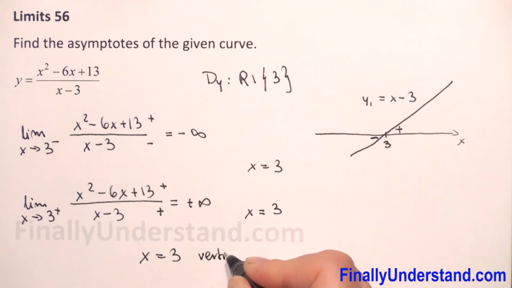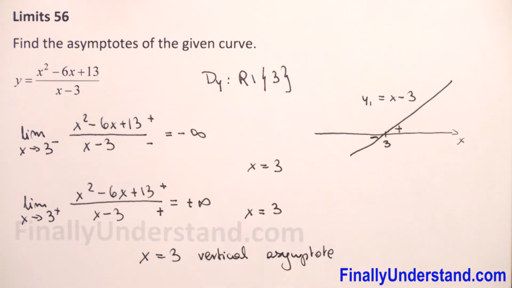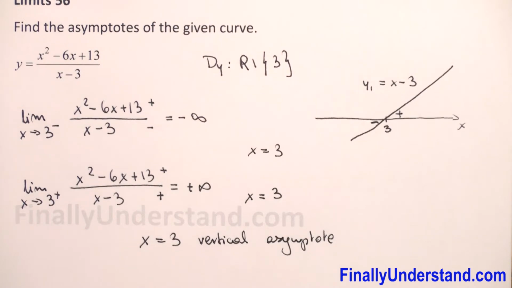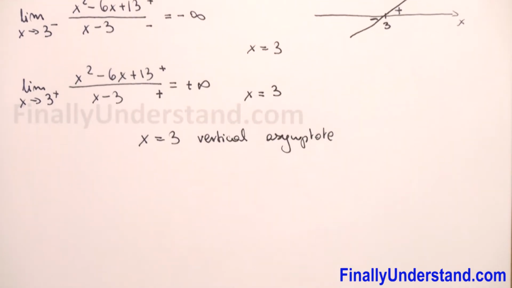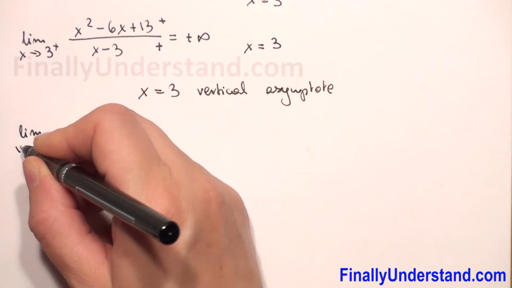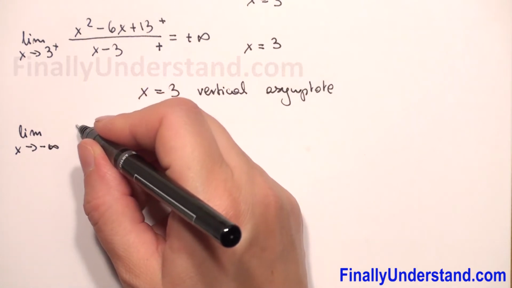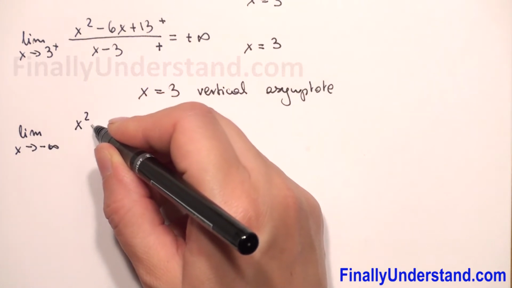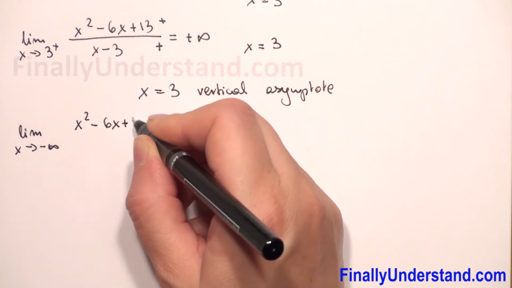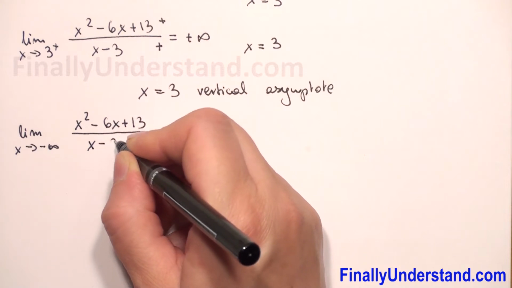Vertical asymptote on both sides. Now we have to check if our function has horizontal asymptote. It means we have to find the limit as x approaches first negative infinity of our function x squared minus 6x plus 13 over x minus 3.